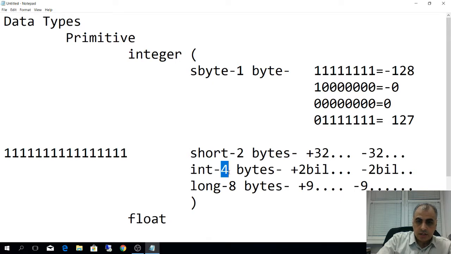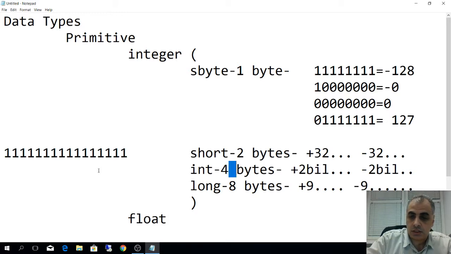What about 4 bytes? 4 bytes means 4 times 8, 32. The first digit is plus or minus. From the first digit, the second one is 2 to power 30, plus 2 to power 29, plus 2 to power 28. When you add all of them, it becomes 2 billion. I'm not explaining it here because I just explained all this 2 to power information in the previous part.